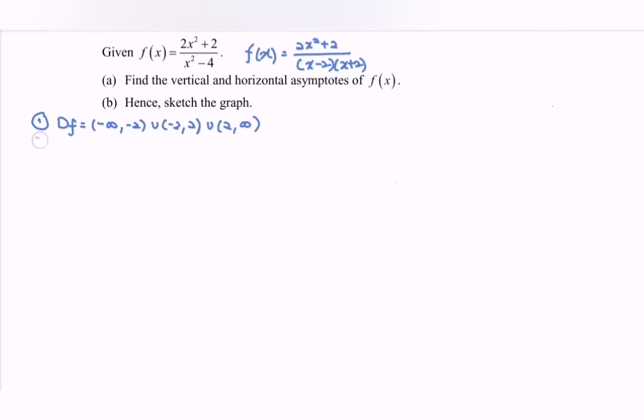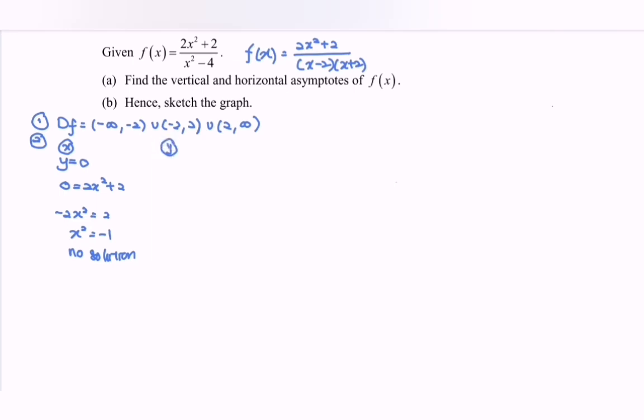Second step, find the intercepts. For the x-intercept, y equals 0. If we substitute, we have 0 equals 2x² + 2, then negative 2x² equals 2, so x² equals negative 1. So there is no solution for x when y equals 0.